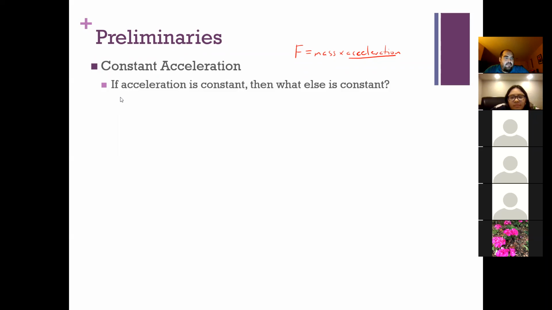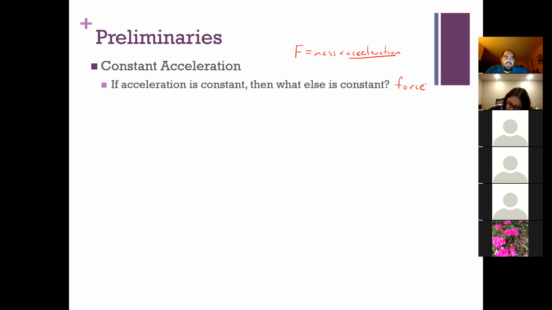All right. Okay, so I guess did someone answer this question? I just didn't hear it. So if acceleration is constant, then that means that the force on that object is also constant.